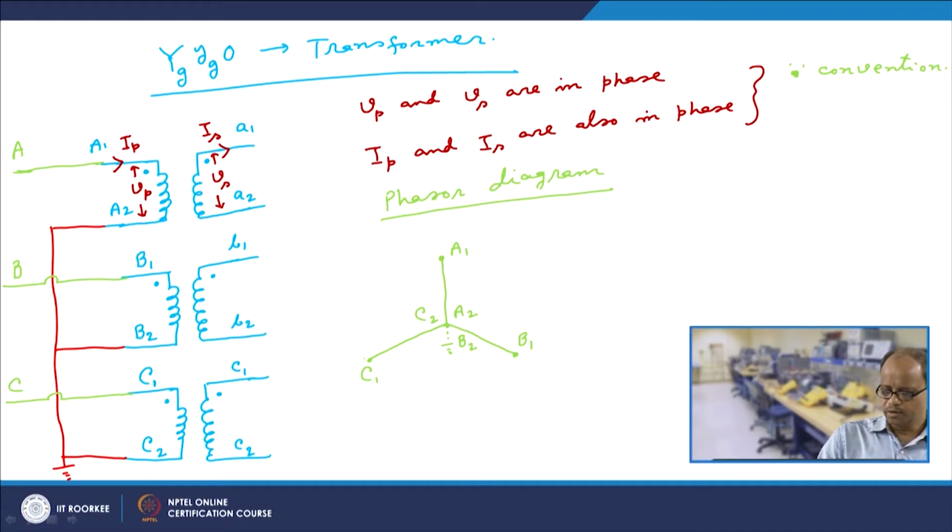Now, the point is how do I make the connection at this side. For that, we have to draw the vector diagram at the secondary side. Now, we are saying that this side is also star grounded, and the phase difference between the phase A voltage of the primary side and the phase A voltage of the secondary side is 0. Therefore, the phasor diagram at the secondary side would be exactly similar to this.